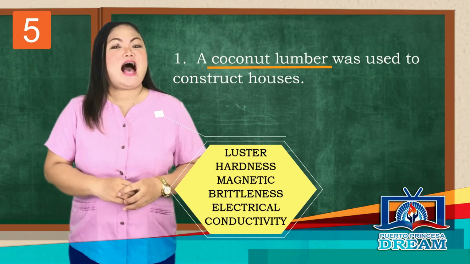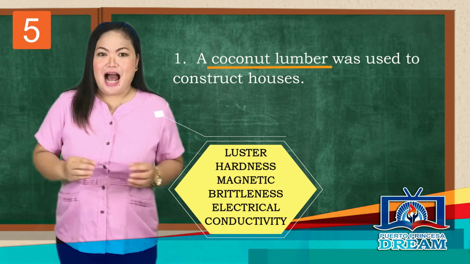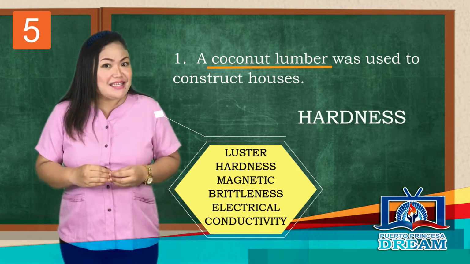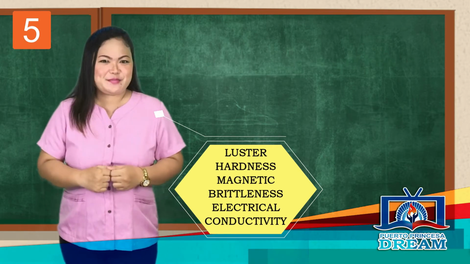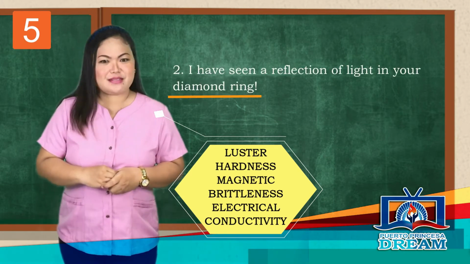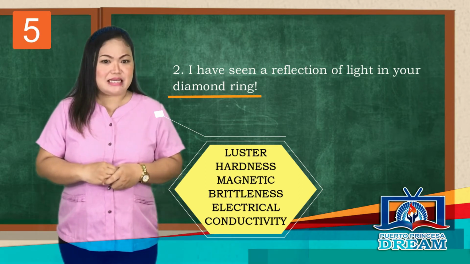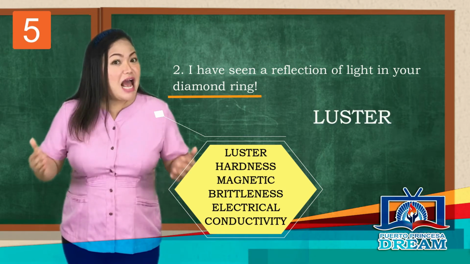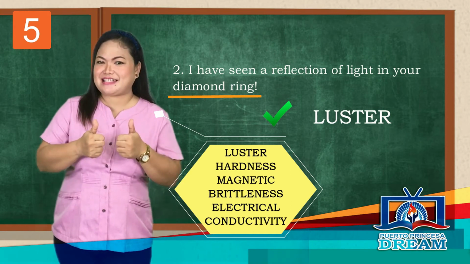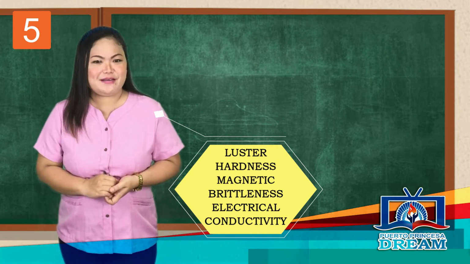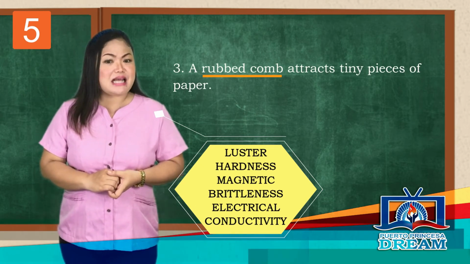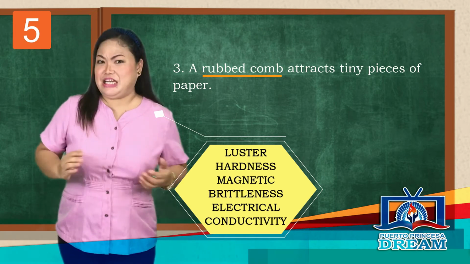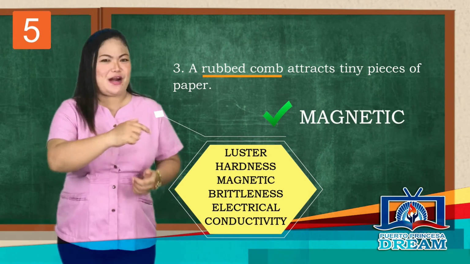Question number one. A coconut lumber was used to construct houses. Is your answer hardness? Correct! Number two. I have seen a reflection of light in your diamond ring. If your answer is luster, then you are correct. Number three. A rubbed comb attracts tiny pieces of paper. Did you write magnetic? Then you are doing great.